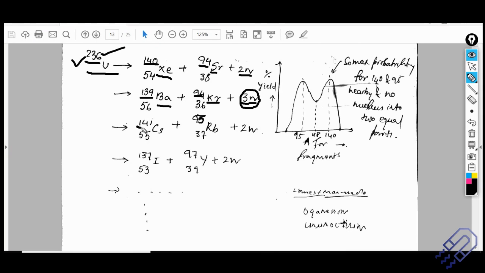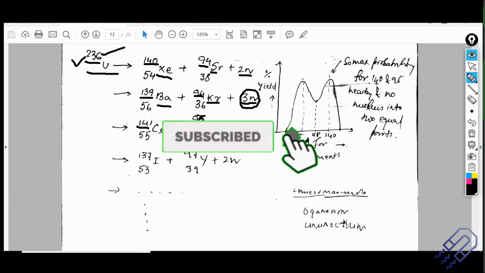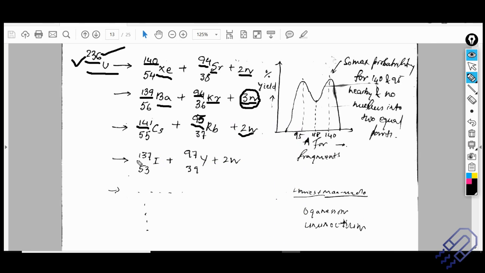It can also be cesium and rubidium, and then you get two neutrons. There is also a possibility of iodine and yttrium. Iodine is 137, yttrium is 97, and again you have two neutrons coming out of it. These are some of the fission products. So when uranium 236 fissions, you might get any of these combinations.